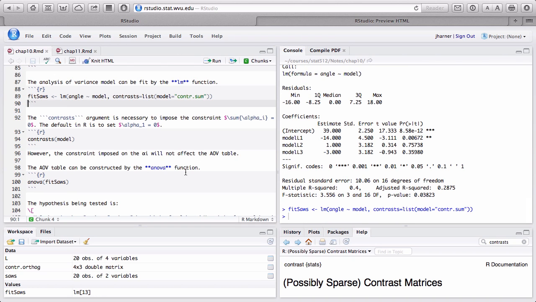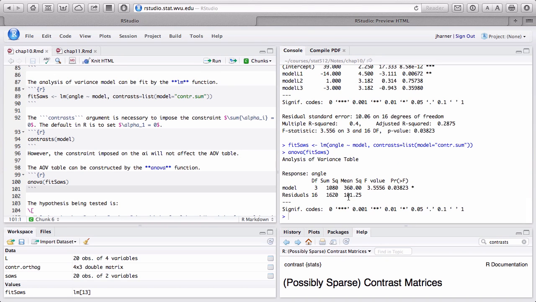So there's fit solves. Notice that if I do the ANOVA on fit solves, this particular table right here with that 1080, using those contrasts, the fit solves is using the sum of the alpha i equals 0 as the contrast matrix. And it gives you an ANOVA table that is exactly the same.